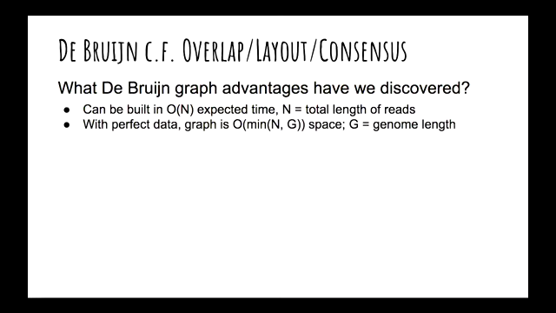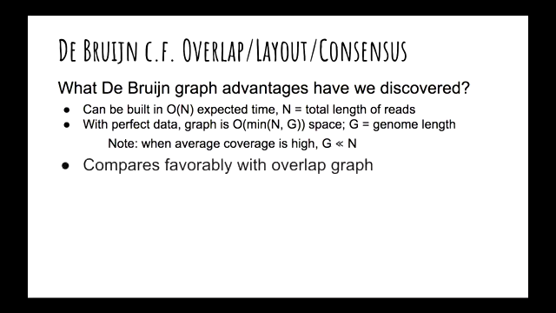With perfect data, the graph is the minimum of either the number of reads or the genome length in time, and when the average coverage is high. So if we have 100x coverage, n is going to be much, much larger than g. And so it actually works in our favour to have more depth.